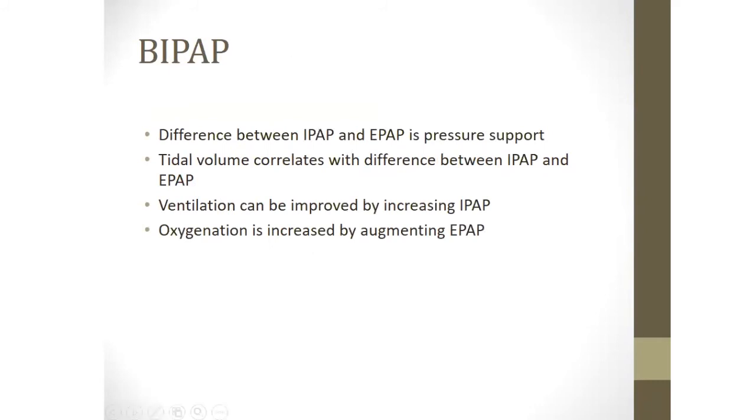The difference between IPAP and EPAP is the pressure support. The tidal volume of the patient's lung depends upon how much pressure support you are giving. If you want a tidal volume of 300 to 400 and the patient is not achieving that with the pressure support you are giving, you can increase the pressure support by increasing the difference between IPAP and EPAP to achieve the wanted tidal volume.